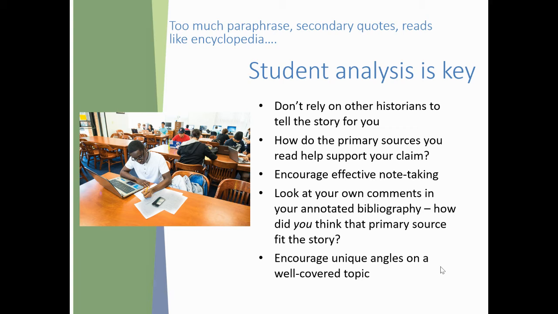We ask students to write a sentence about how each source fits into the project. Determining how it fits into the project is in itself a small piece of analysis. If they're able to tell you how a source answers their research question in an annotation, they should be able to use that interpretation and incorporate it into the body of the project. Finally, you might encourage unique angles on a well-covered topic. The more popular and well-known a topic is, the easier secondary source material will be to come across, and the harder it will be for students to come to their own conclusions.